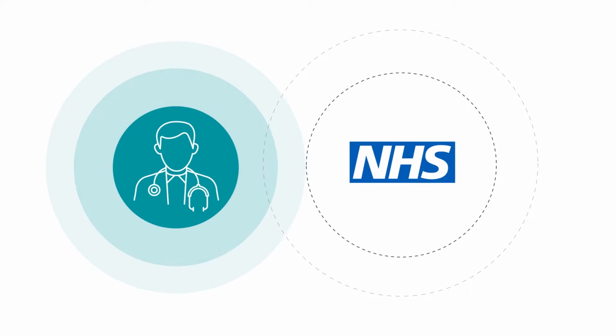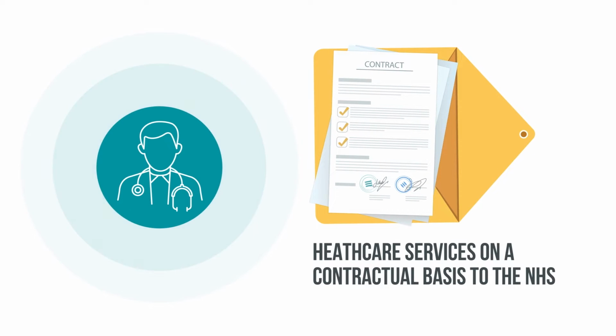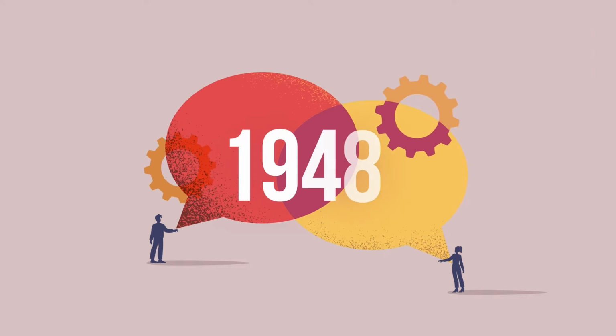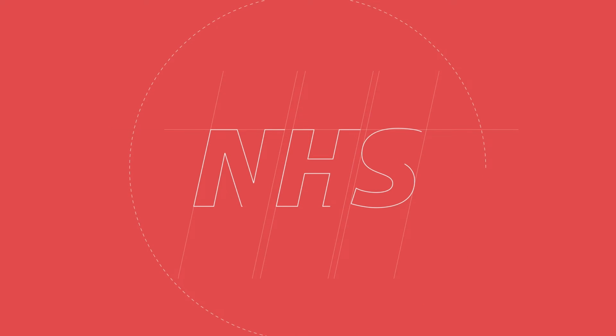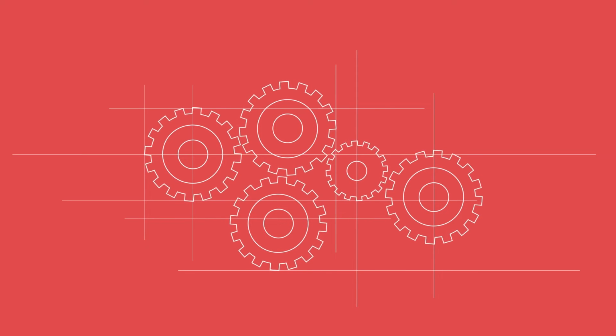General practice has always been an integral part of the NHS family. However, each practice is a standalone business, with a partnership or corporate structure, providing specified healthcare services on a contractual basis to the NHS. How is general practice paid for? The flexible structure of general practice was established in 1948 with the creation of the NHS. The funding mechanisms have evolved to meet the needs of the NHS as we know it today.